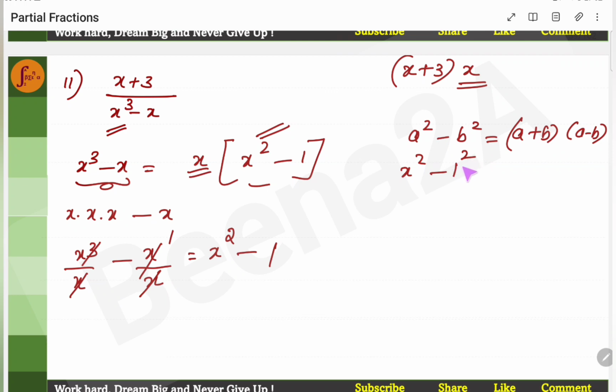If I put 1 square also, it's 1 only, right? Instead of minus 1, I can put minus 1 square. Now this is in this format, right? X square minus 1 square. So as per the formula, I have to write it as a plus b into a minus b.